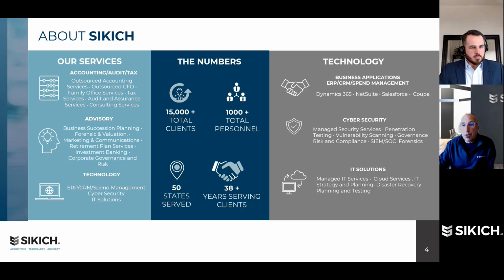Our cyber security practice provides end-to-end security services, including penetration testing and vulnerability scanning, governance, risk, and compliance, including PCI, NIST, CMMC, among others. Our SIEM and SOC, which is where we compile and analyze all the logs and alerts, and where we manage and respond to threats, as well as our forensics, where we analyze and investigate threats and breaches, as well as other managed security services.